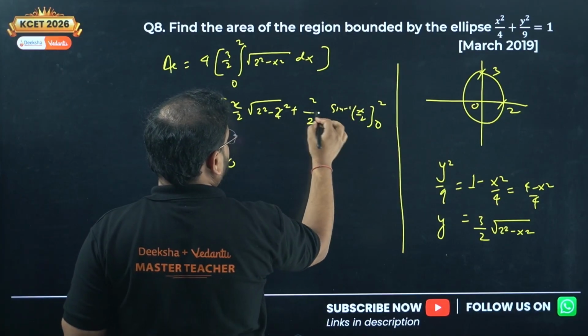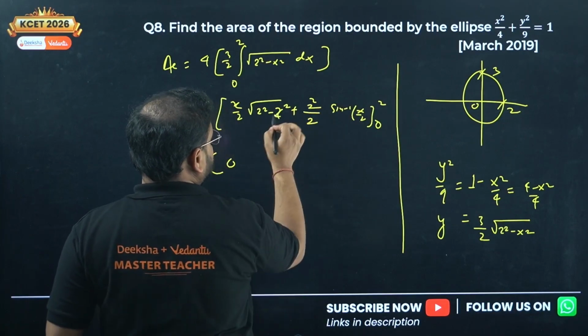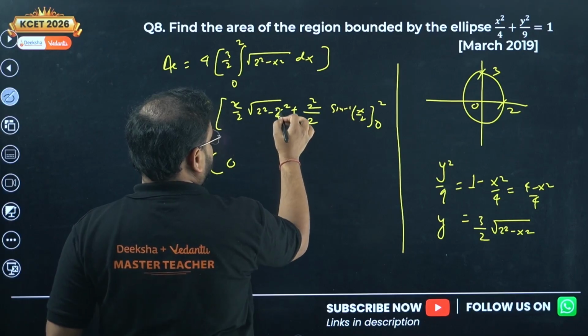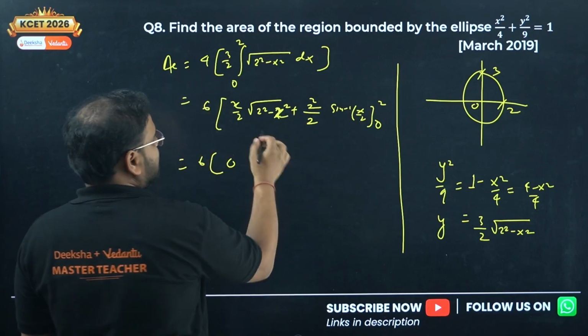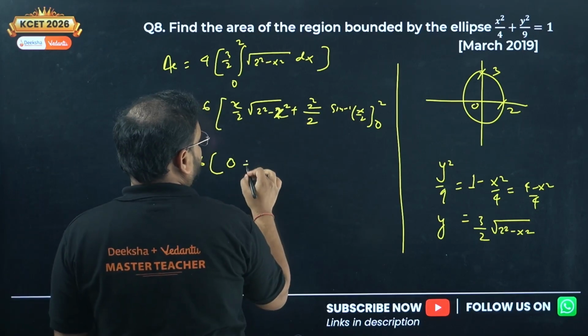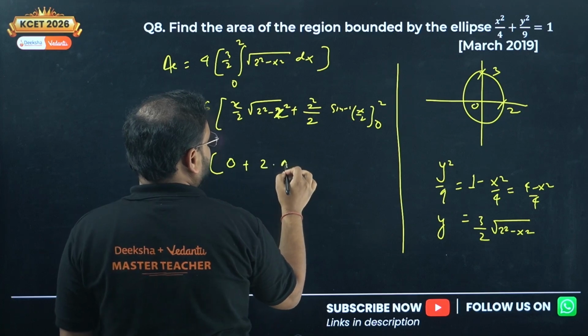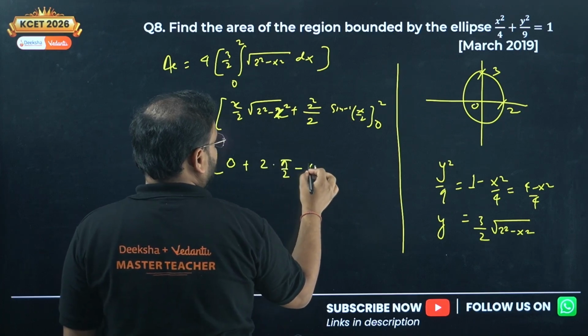So I get this as 0, and this will be what? 2 sine inverse of 1 is pi by 2, and this is all 0.